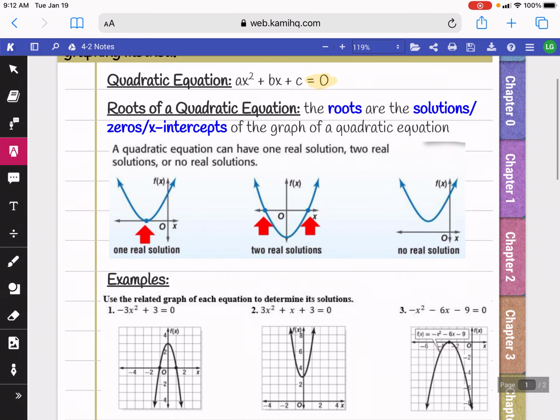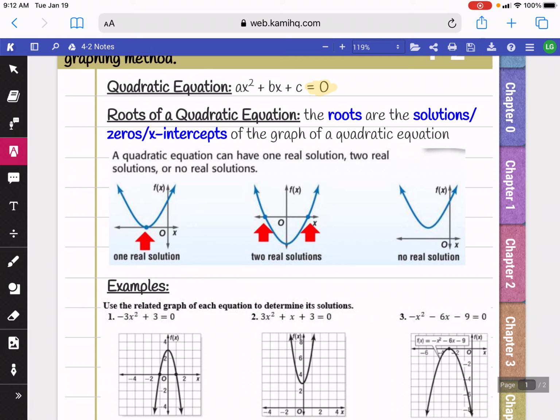Your roots of your quadratic equation are also the solutions, the zeros and the x-intercepts. So those are all different words for the same thing. So when you're solving your quadratic equations, you can look at your graph and your x-intercepts or your zeros or your roots or your solutions.